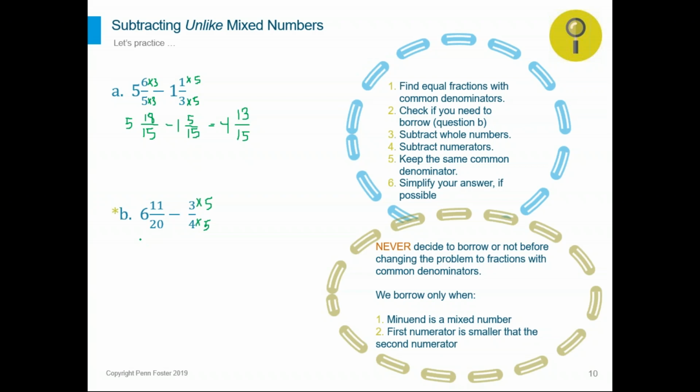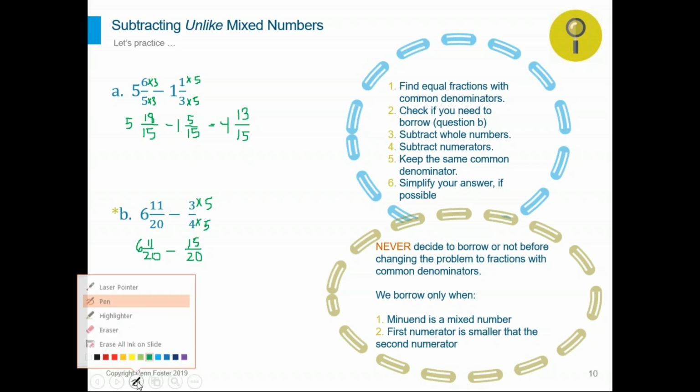Now rewrite the problem. 6 and 11 over 20 unchanged minus 15 over 20. Now we have like fractions. What should we do? Let's attempt to subtract 11 minus 15. Well, 11 is smaller than 15, so this problem asks us to borrow. How can we borrow? We have to borrow a whole number 1 from the 6. We have 6 whole numbers in the first fraction. I'm going to borrow 1 of those 6.